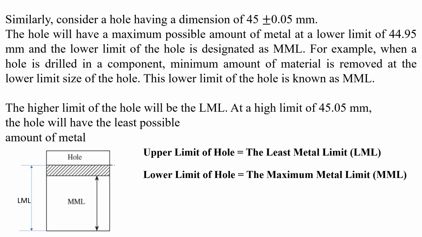Similarly, the higher limit of the hole will be the least metal limit. So here the higher limit is 45 plus 0.05. So at a higher limit of 45.05 mm, the hole will have the least possible amount of metal. So least metal limit for the hole is the upper limit of the hole, and similarly maximum metal limit for the hole is the lower limit of the hole.